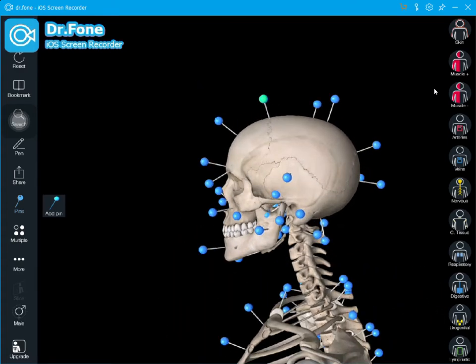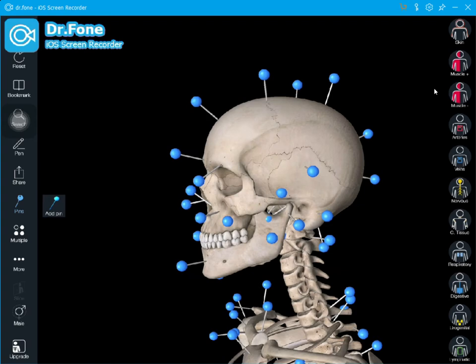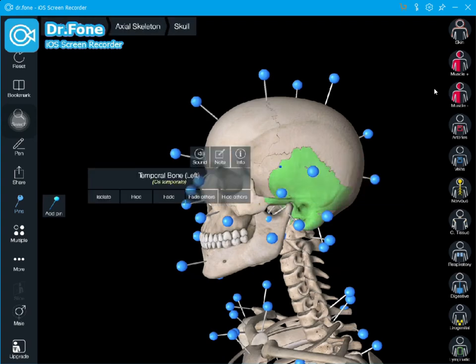Back to the lateral view. So this bone right here, I believe this is the temporal squama. That part right there is the temporal squama. The rest of the bone would be considered the temporal bone. That's a better view.